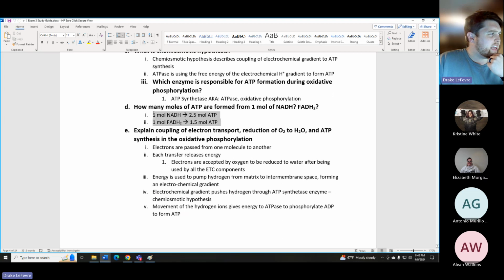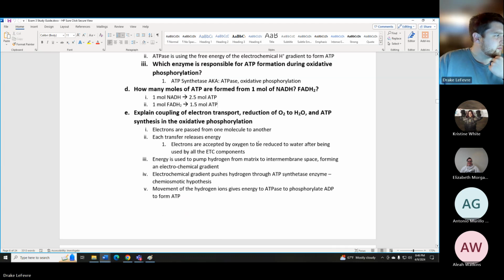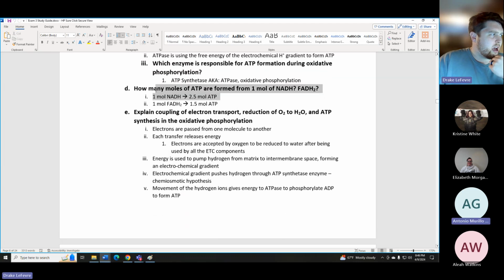1 mole of NADH produces about 2.5 moles of ATP. 1 FADH2 about 1.5 ATP. He'll ask a question like that, just like, how many ATP are produced from 1 NADH?